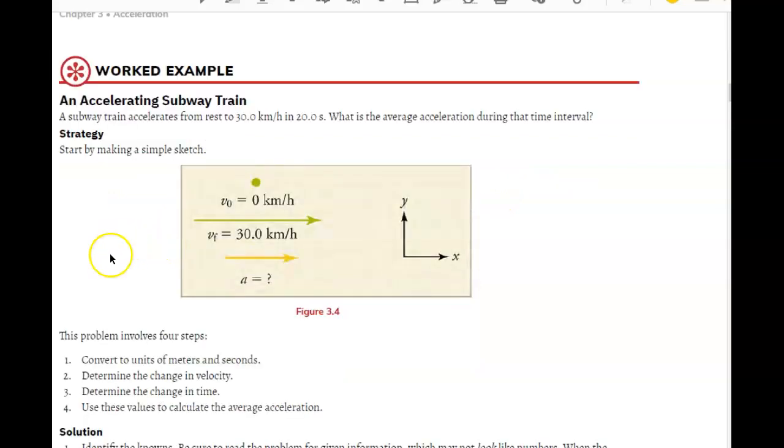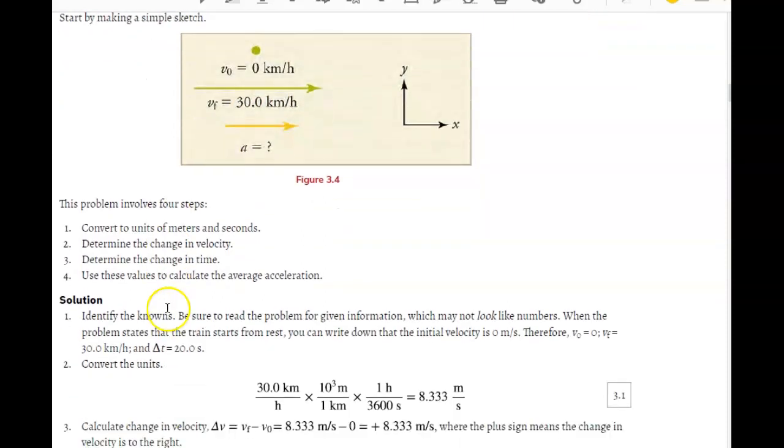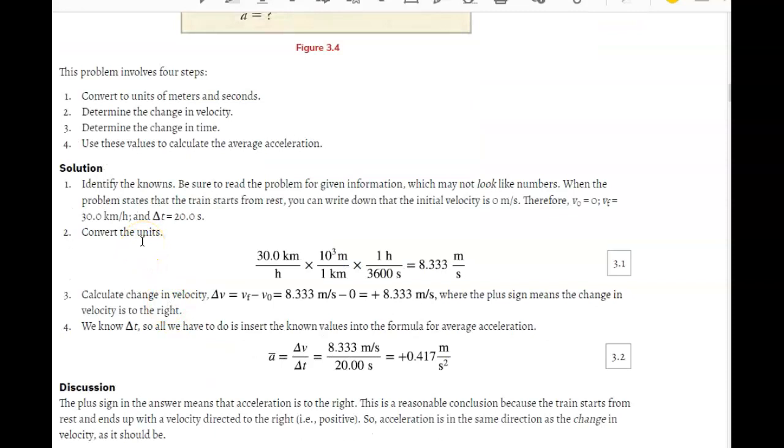And so what happens is we have the initial velocity from rest, so it's 0. The final velocity was 30, and we had a time of 20 seconds. So what's our acceleration? The first thing they're saying is that you have to convert kilometers per hour into meters per second, and that is correct. So this would be one of the conversions that you would use.